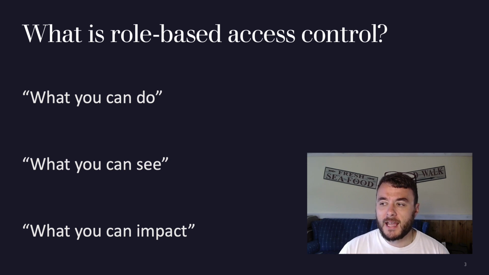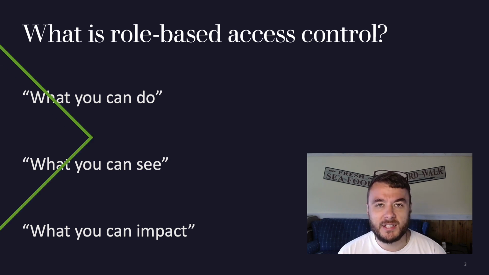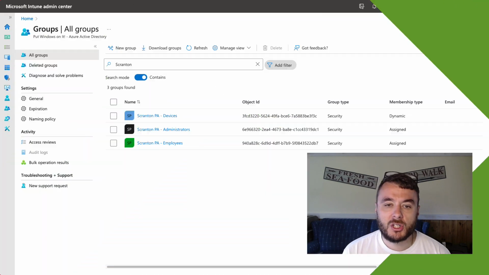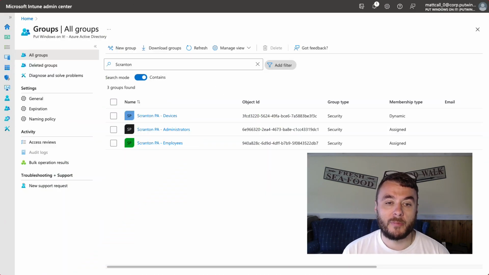So for today, there are three things that we need to do. We need to group our resources, we need to group our administrators, and then we need to configure RBAC for that scenario. So to get started, let's flip over to my screen and let me show you how I'm going to start my grouping.